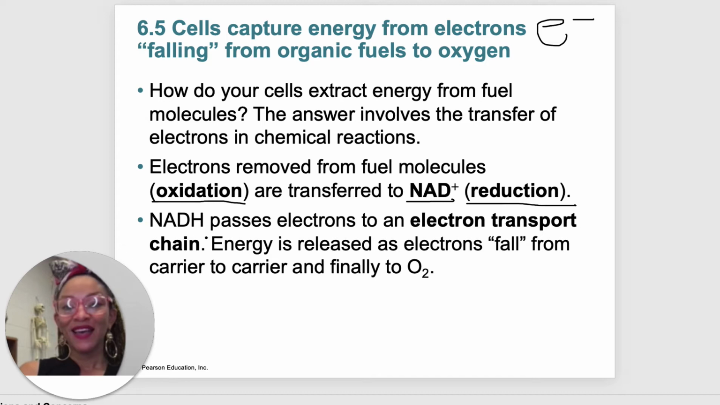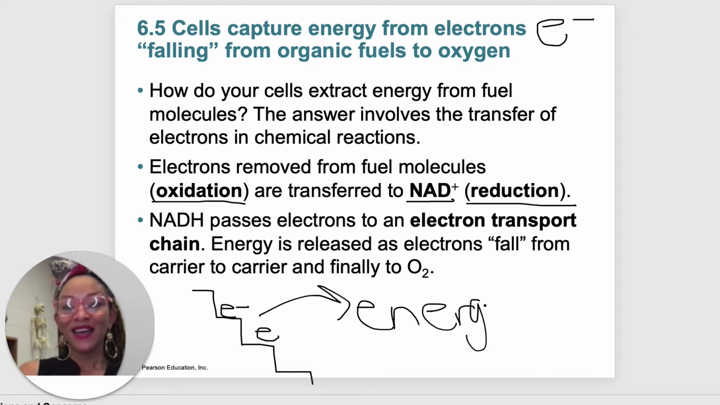Okay, so NADH passes the electrons to an electron transport chain within the mitochondria, and energy is released as electrons fall from a higher energy to a lower energy space. Think of falling down maybe a waterfall or maybe just walking down the stairs. Each time an electron goes from a higher energy plane to a lower energy plane, energy is released. Okay, and that energy is harvested to make ATP.